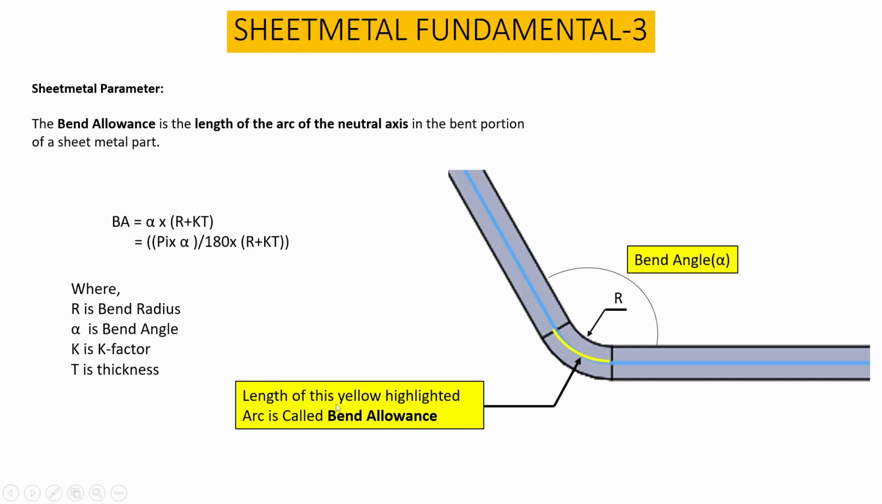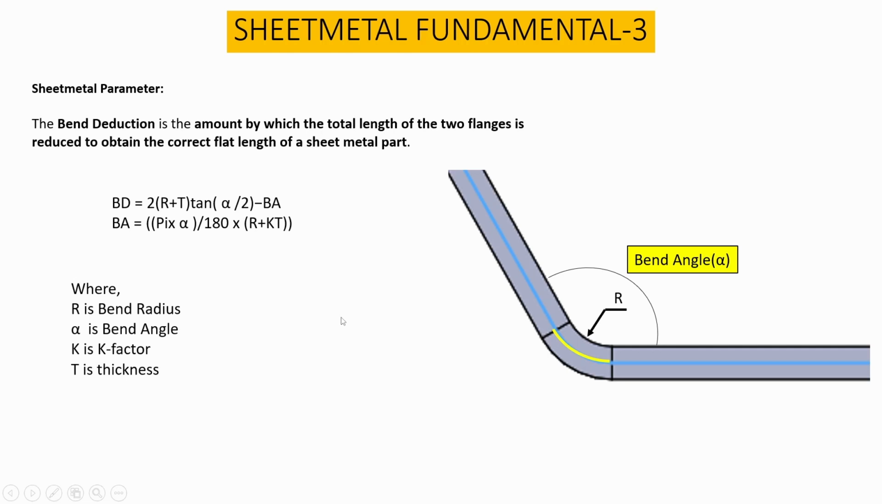As you can see in the note, the length of the yellow highlighted arc is called bend allowance. As you can see, this is in the blue color. This bend portion is the length of the bend allowance. The length of this yellow portion is called bend allowance.